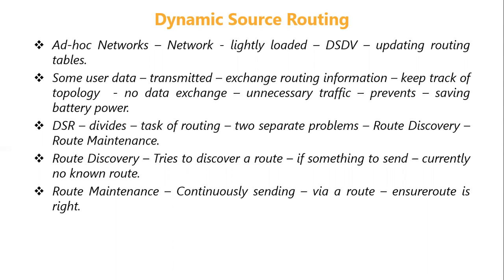So this is how DSR basically works at the top level. It divides the task of routing into two separate problems: route discovery and route maintenance. With route discovery, it tries to discover a route only when it wants to send something, and only when there is no known route for that destination. With route maintenance, if a node is continuously using the same path, then the node should ensure that the path is perfect. If it finds something wrong with that path, then it should find an alternate path.